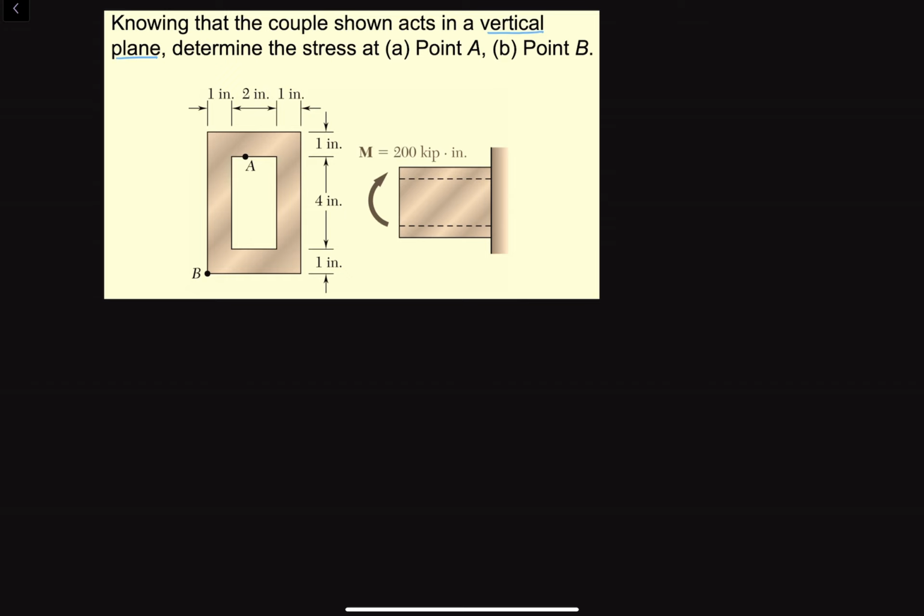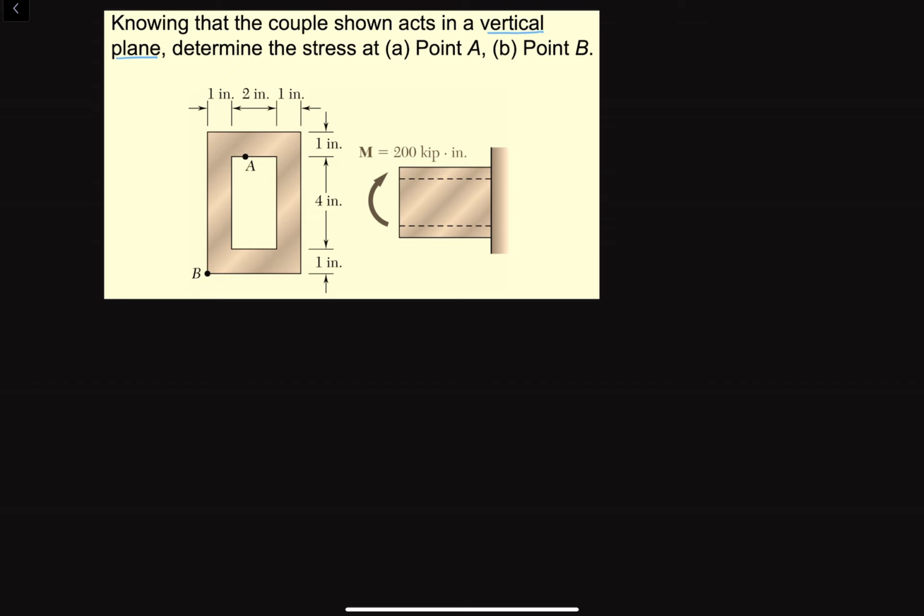Determine the stress at point A and point B. So we've got point A here and point B here. So this is the cross section. This view is, if you were to look basically here, that's what that is, right? And so we have these two views. Well, let's see, what can we do?